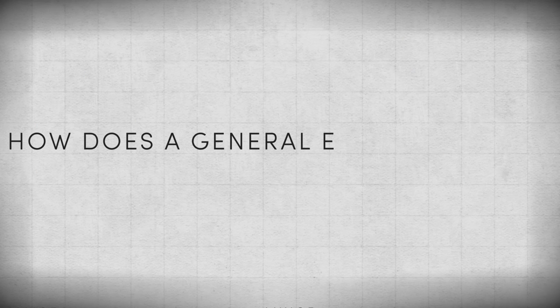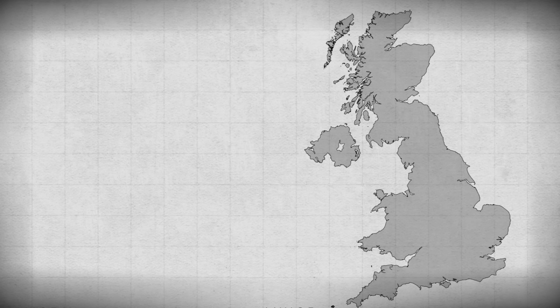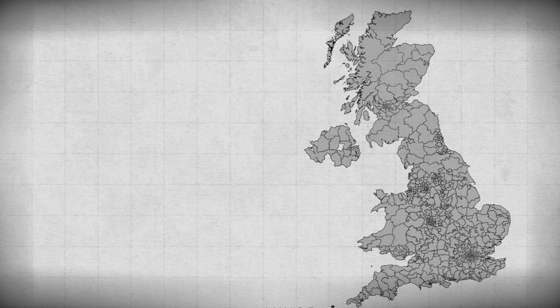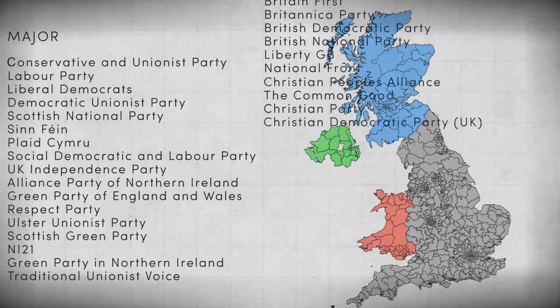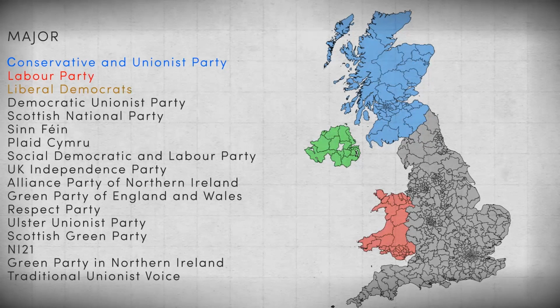So how does a general election work? The United Kingdom is presently divided into 650 constituencies across 4 countries, and a tidy mess of political parties. A mess because there are so many, including a few joke parties, but tidy in so much as the largest 3 of these tends to comprise upwards of 95% of Parliament.